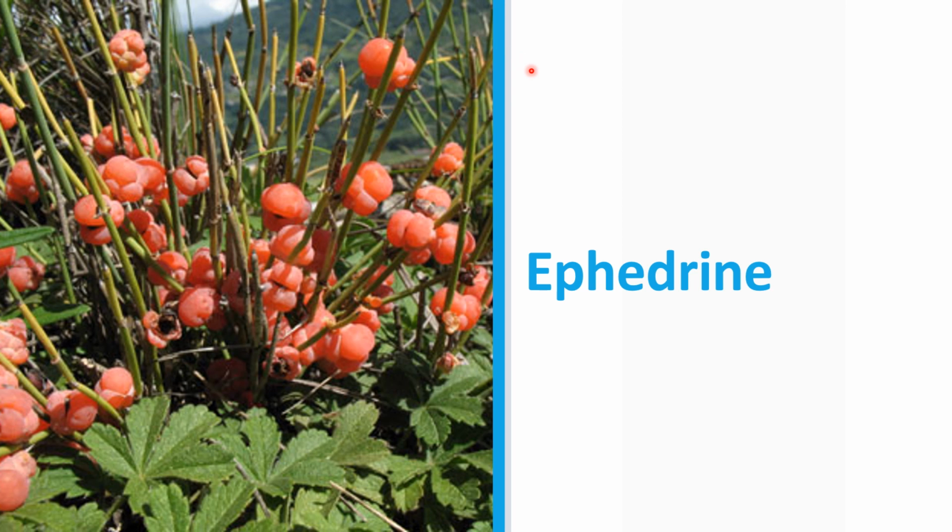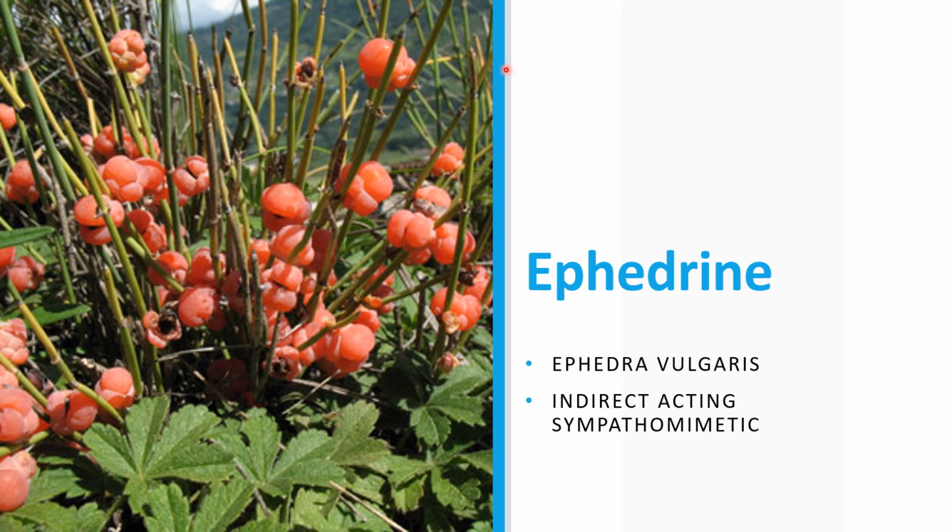We also have ephedrine. Ephedrine comes from the plant Ephedra vulgaris, and it is mainly used as an indirect acting sympathomimetic drug. Ephedrine is a synthetic non-catecholamine agonist at alpha, beta-1, and beta-2 receptors with both direct and indirect actions. Ephedrine is a prescription medicine used to treat the symptoms of low blood pressure during anesthesia, or hypotension.